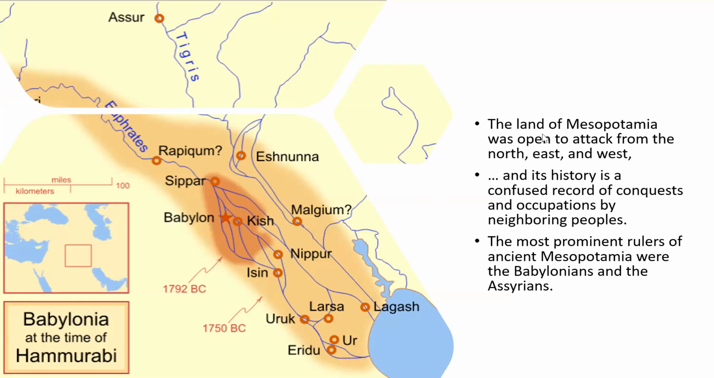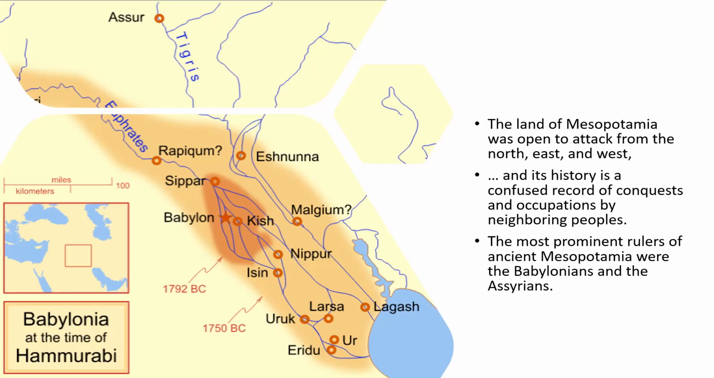Because of the conditions of the land of Mesopotamia, it was open to attack from north, east, and west. And its history is a confused record. So you have records yang membingungkan, records which were confused, of conquest, penjajahan, and occupations by neighboring peoples. Peoples here, because you have S, people with S means suku. So many suku, right? Neighboring peoples, suku-suku tetangganya.